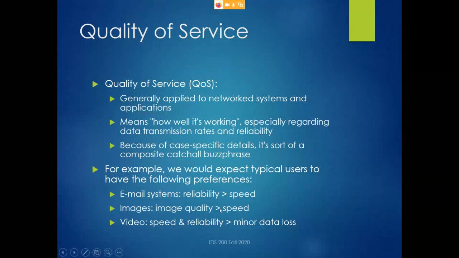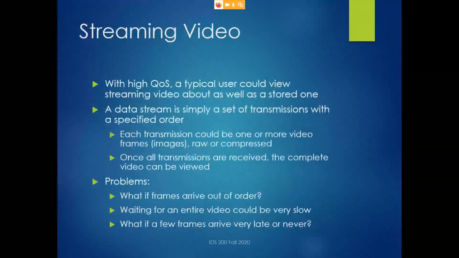On the other hand, for streaming video, speed and reliability in many cases are more important than minor data loss. So if you're watching some live streaming video of whatever it might be, and it's showing at, say, 40 frames per second, that's going to be too fast for a normal human to really process minor flaws in individual frames. So the big thing for video is often that the video keeps playing continuously. If that means that here and there you lose a little fragment of a frame, well, so be it. So again, quality of service for different applications and different users can mean different things. Okay, but as a general idea, we mean how well the network is working.